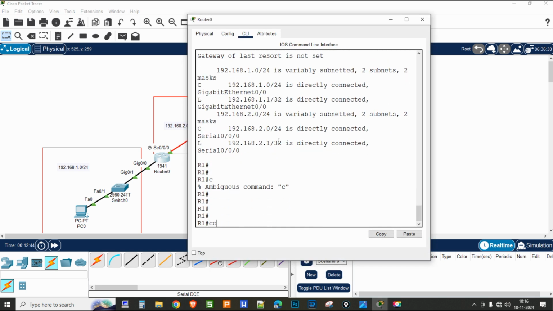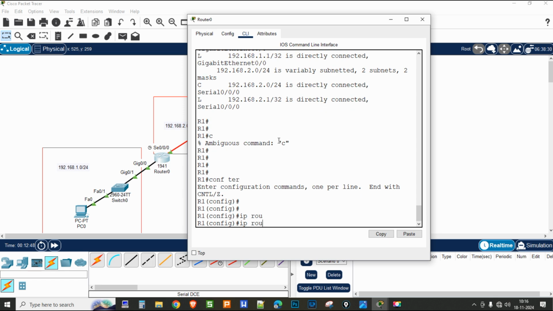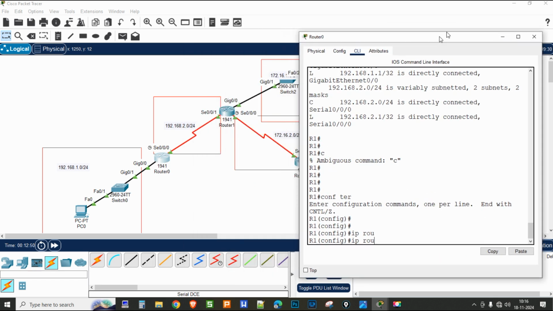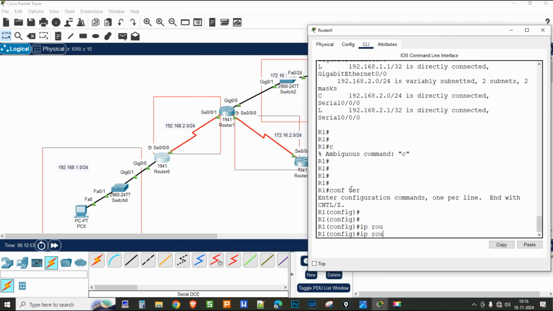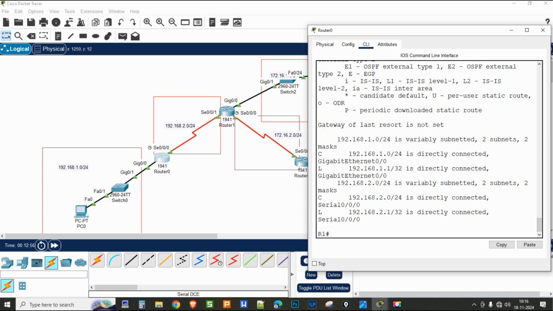Summary static routing. So IP route. What networks does it not know? So IP route, it claims this network address, this network address. So it does not know the 172.16.1.0, 2.0, 3.0. So you can configure the standard static routing. Sorry, summary static routing.